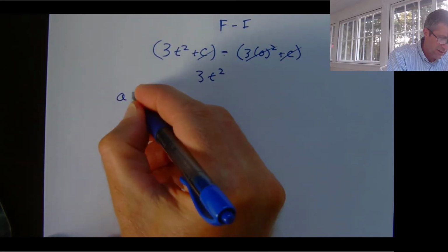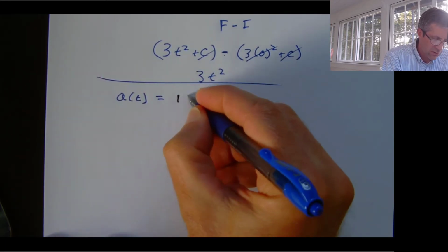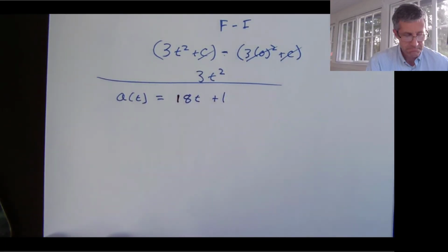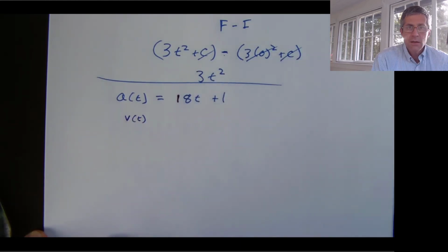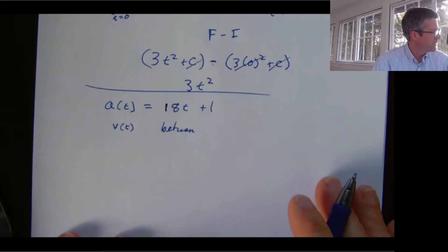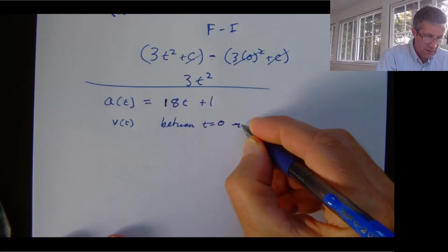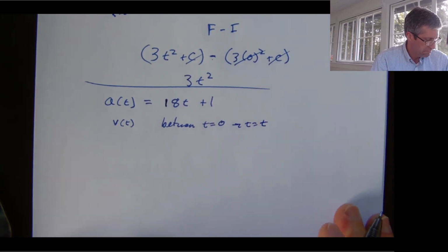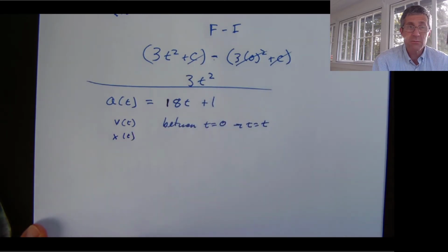Suppose acceleration at time t was given as some function that we're interested in, which goes like 18t plus 1. Why not? So if I want to find the velocity between time point 0 and time point t, which is a reasonable thing to do, between t equals 0 to t equals t, then we're going to go on further. We're going to find what's the displacement between those time points as well.